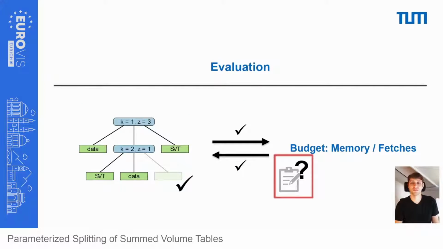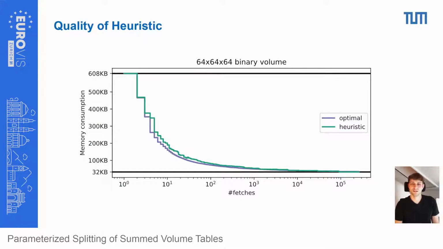Now that we have discussed all components of our data structure, how does it actually perform? First, the quality of the heuristic is evaluated by comparing heuristically determined parameter trees with the optimal ones returned by the branch and bound implementation. We do so on a small-scale scenario of a 64 to the cube binary volume in which we computed all optimal parameter trees in 12.5 hours. The blue line is the memory performance trade-off curve of optimal parameter trees, and the green line is the curve obtained when running the heuristic with different values of lambda. Except for a fetch count value of 4, memory consumption of heuristic parameter trees is only slightly increased compared to the optimal memory consumption.